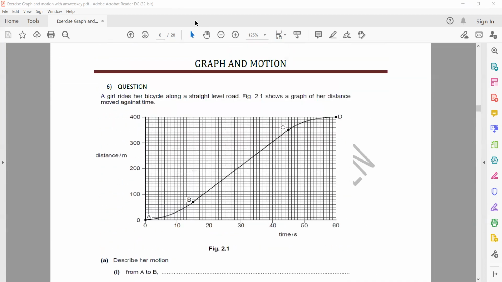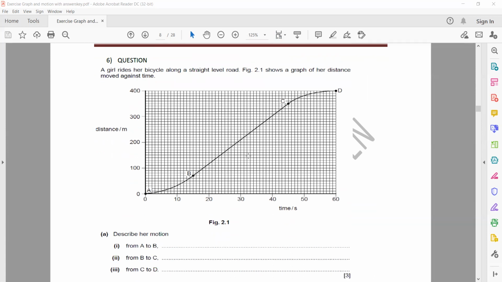Then her maximum speed. How to work out the maximum speed? The region where the slope or the angle is maximum will have the maximum speed. So which region is having the highest slope? The region from B to C has the greatest slope. So it will have the maximum speed from B to C. Basically we'll work out the speed from B to C and we'll get the maximum speed. So how to work out the speed from B to C? We have to find the distance between B and C and the time interval.